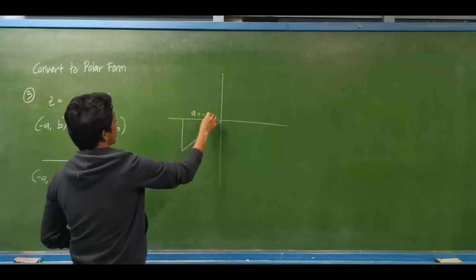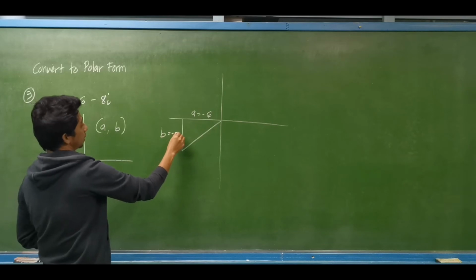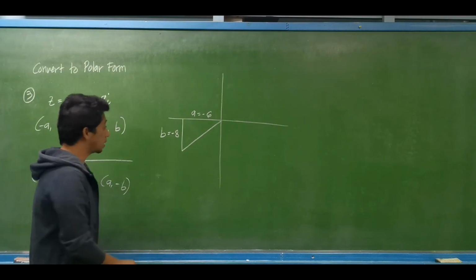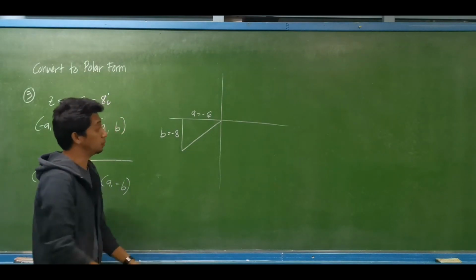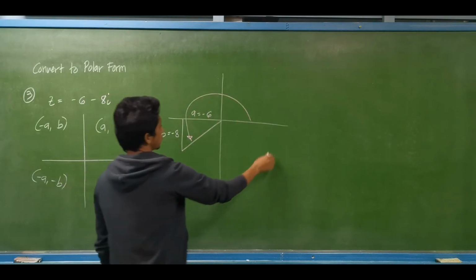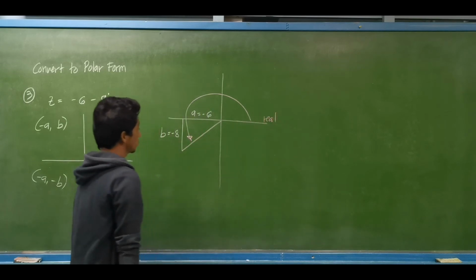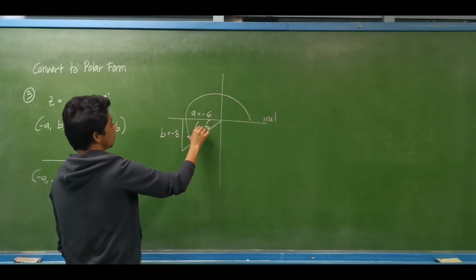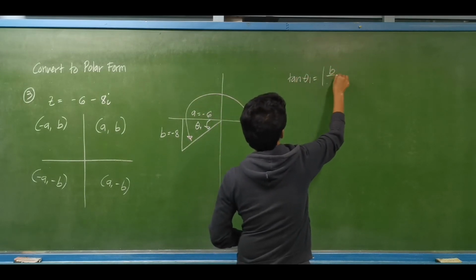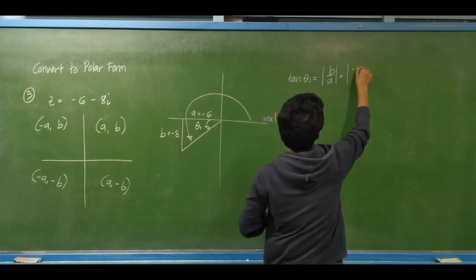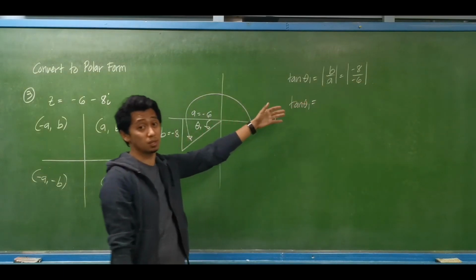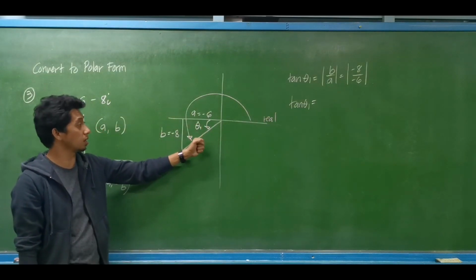So the value of a is negative 6 and the value of b is equal to negative 8. This will be the plot of this complex number. Again, to determine the correct argument of a given complex number when converting to polar form, the angle should be measured from the positive real axis. So let us first determine this angle, which I name theta 1. The tangent of theta 1 is equal to the absolute value of b over a, equal to the absolute value of negative 8 divided by negative 6. We use absolute value just to determine if we are to add or subtract later on.